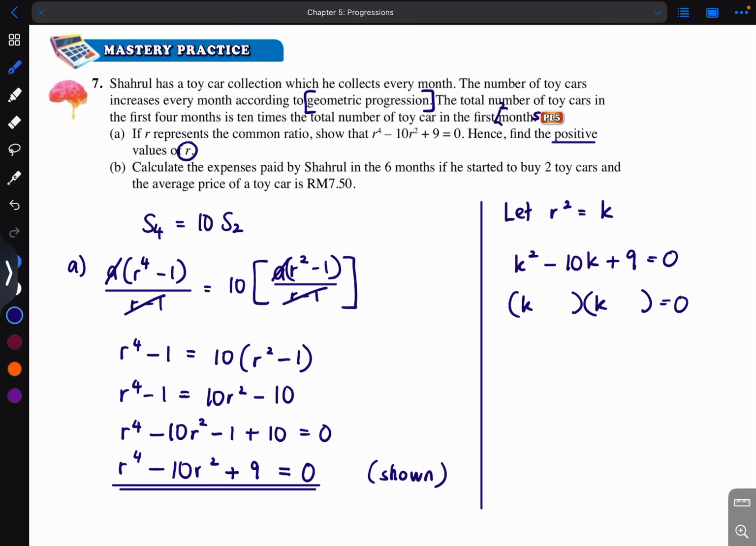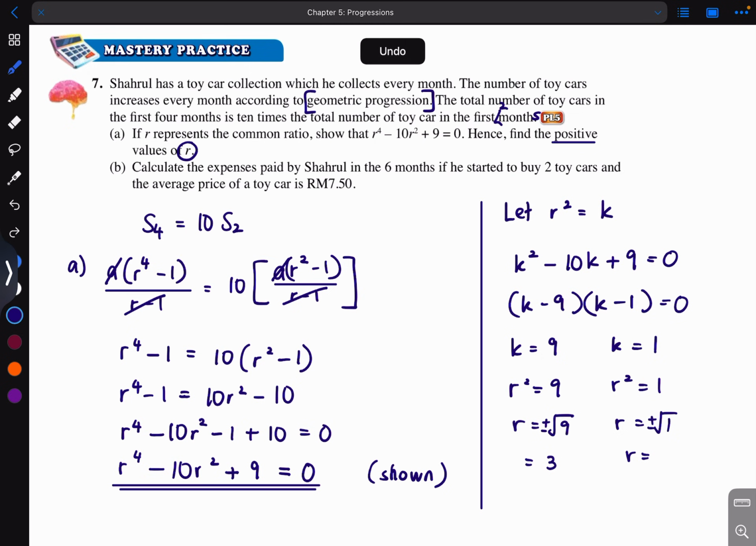So this will be k minus 9 and k minus 1, negative, negative. Okay, you can just use your calculator to factorize. So k will be 9 and k will be 1. Then we need to sub back r squared since k is r squared. So r squared is 9 and r squared is 1. So r will be the square root of 9. Don't forget the plus minus. So r can be positive 3 or negative 3. But since here they want us to find the positive values of r, we just take 3 and 1.